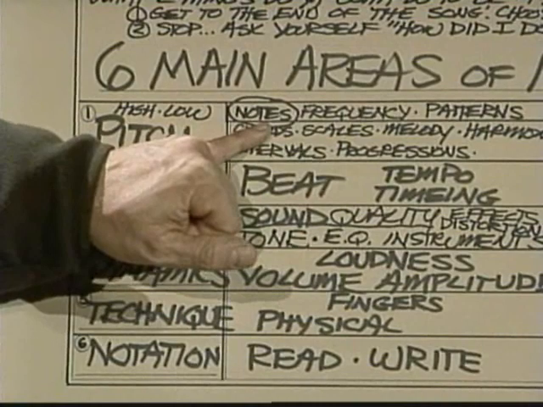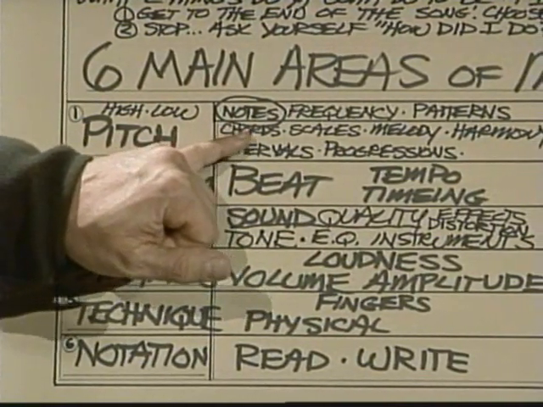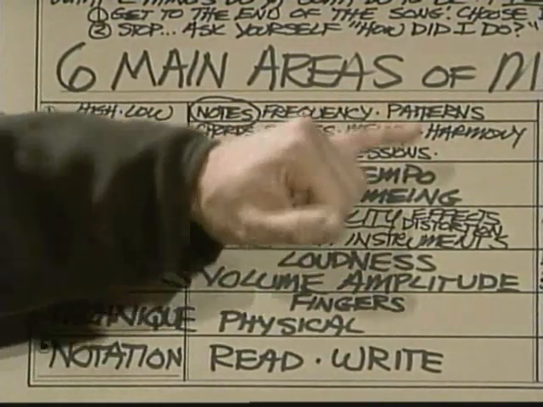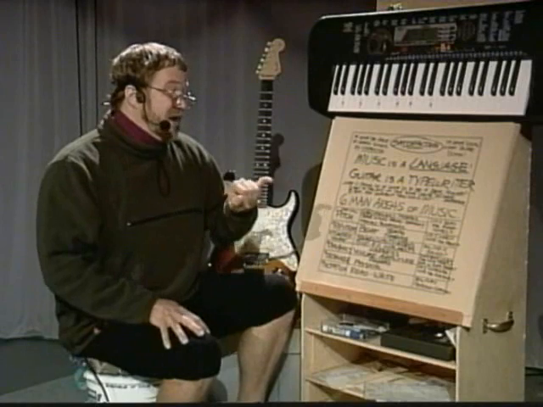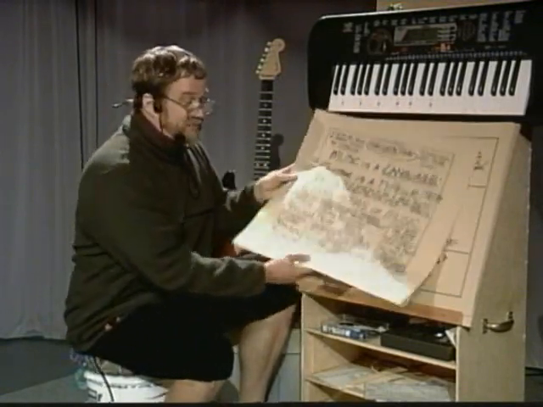How many notes do we have? 12. And then we arrange these notes in different patterns, and these patterns are chords and scales and melody and harmony, intervals, progressions, arpeggios, modes. All these things that we've been talking about for the last few weeks have been all about different pitch patterns. That's all we need to look at on this page here.